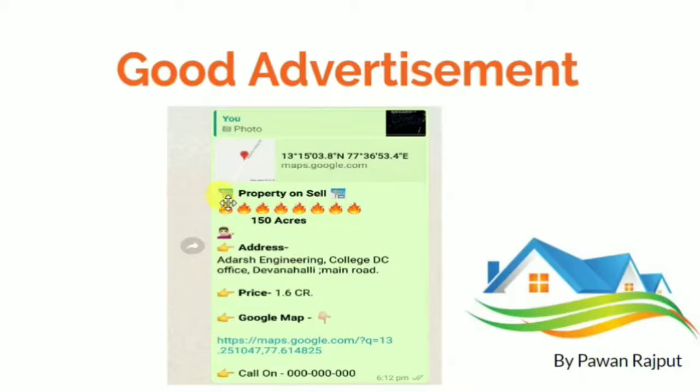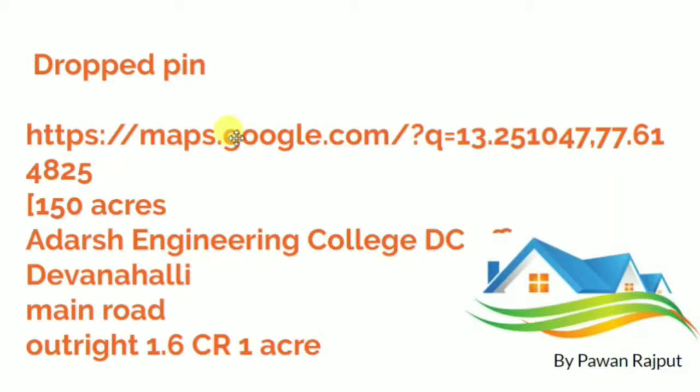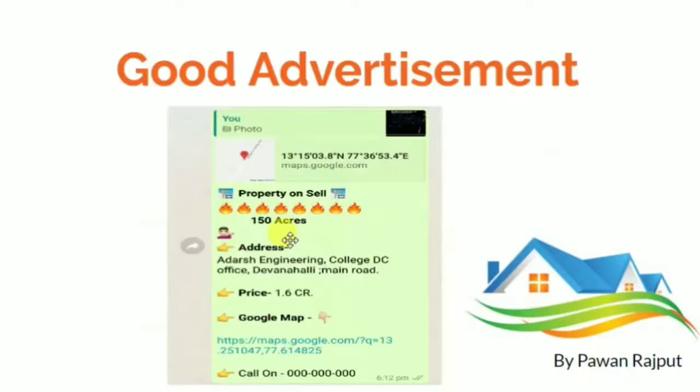See, in front of you. As you can see here, I have just converted this ad into this ad. So tell me which ad looks great, which ad looks so easy to understand. Property on sale, 150 acres, address, price, Google Maps. Simple ad, easy to understand. Anyone can contact you, anyone can understand your project or listing. So want to learn how to create this ad?